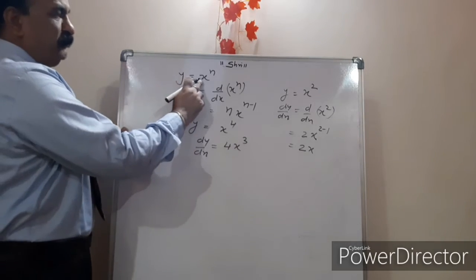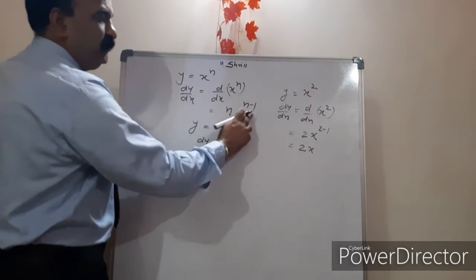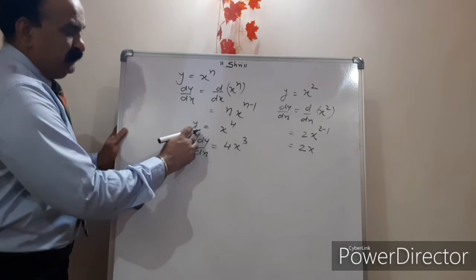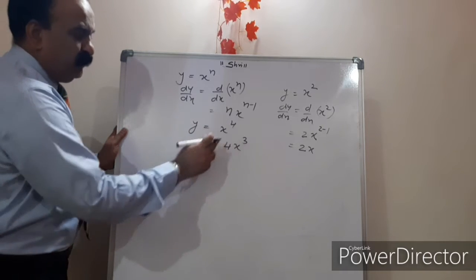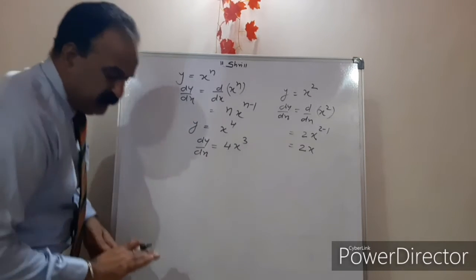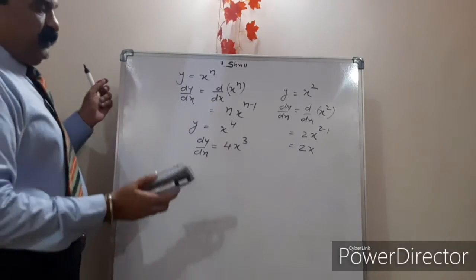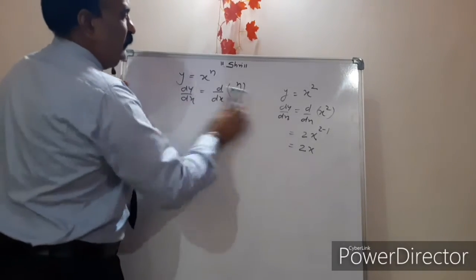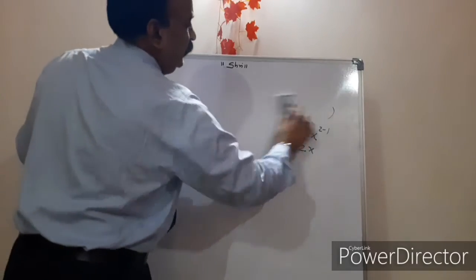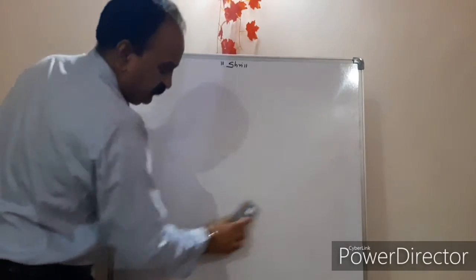What is the differential coefficient of x to the power n? n x to the power n minus 1. And what is the differential coefficient of x to the power 4? 4x cube. Now I am giving you some important formulas of differentiation. Let us see. And I hope that everything you will get.